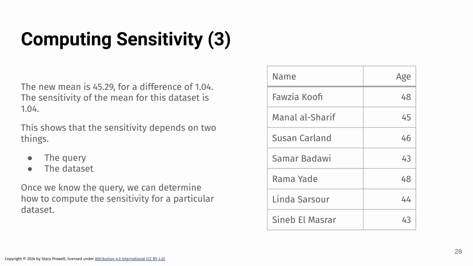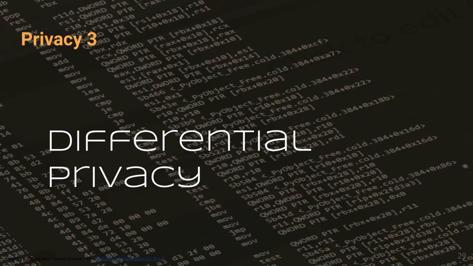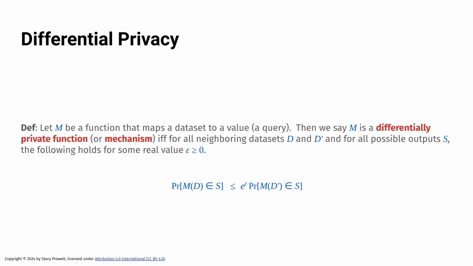Now, you may be asking, what if I added a row? Or what if I changed, let's say, Linda Sarsour's age to 80? Wouldn't that be different? Yeah, it would be. We'll come back to that. But for now, we have all the tools we need to begin to talk about differential privacy. So let's get into that.